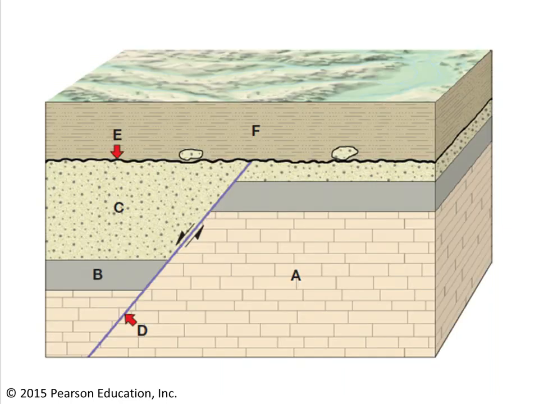One more example to illustrate this principle of cross-cutting relationships is the prominent fault marked on this diagram. It's labeled as D. Here, the fault displaces layers A, B, and C, but it does not displace layer F, nor the unconformity E that separates F from A, B, and C. So we can basically establish the sequence of events here as the deposition of A, the deposition of B, the deposition of C, faulting of A, B, and C, followed by erosion to produce the unconformity E, and then the layer of sediment that's on top of it all, F.